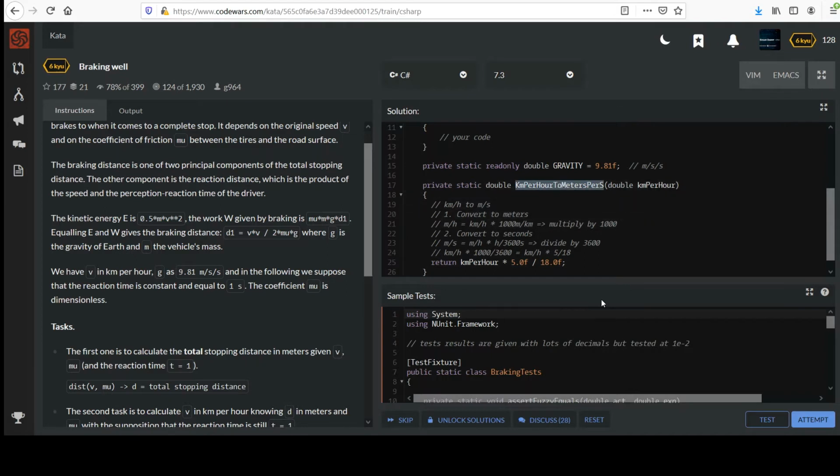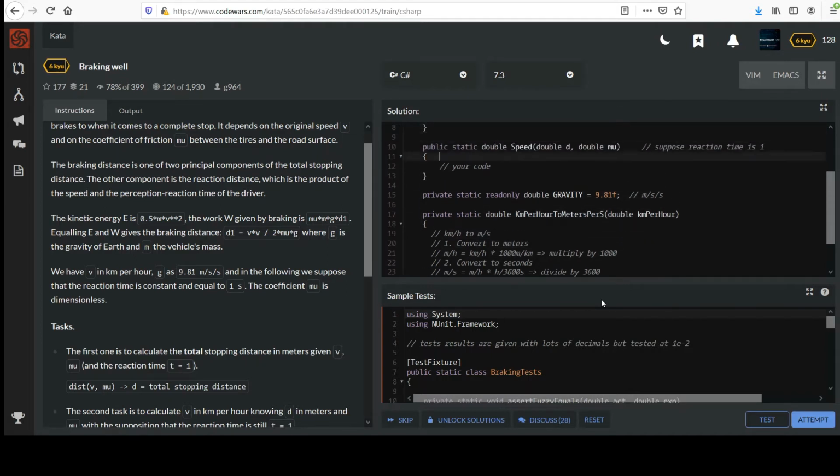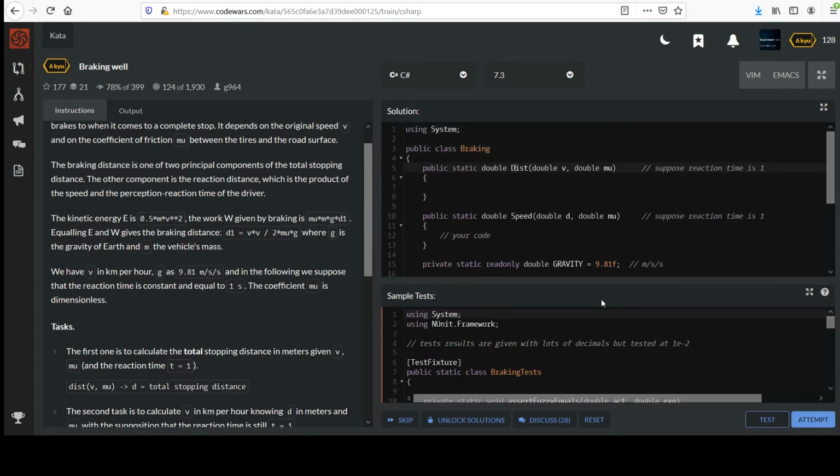Let's take that then and, right off the bat for distance, convert that velocity so our units all match up. So we could say double, I'll call it ms for short. We'll think of that like meters per second. Maybe that's a little too short. Meters per, how about that? And we could simply pass v in there. And then we have our conversion done, right?